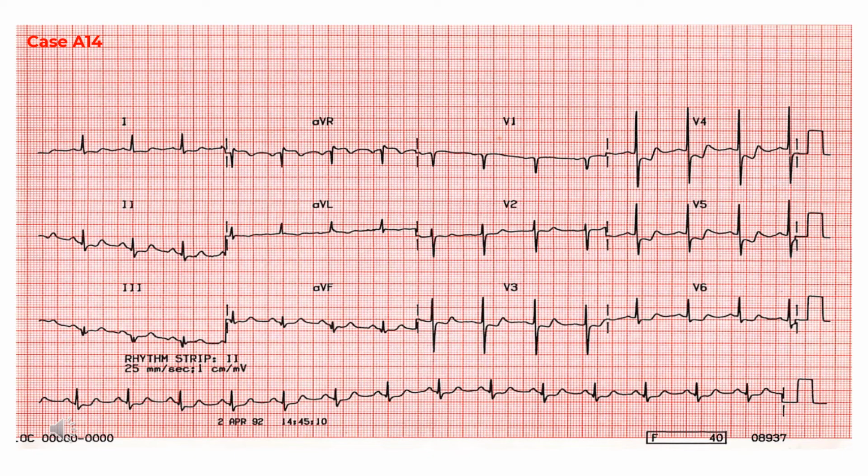The most striking finding is the presence of downsloping or depressed ST segments in the anterolateral leads I, aVL and V3 to V6. These changes are mirrored by ST elevation in aVR, which records the intracavity ECG. There are pathological Q waves in leads 3 and aVF from the previous infarction.